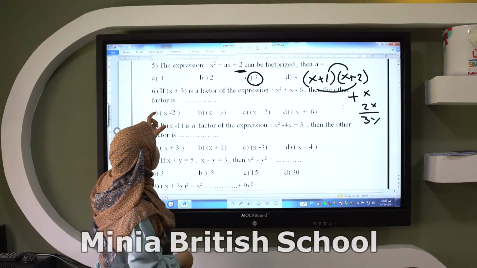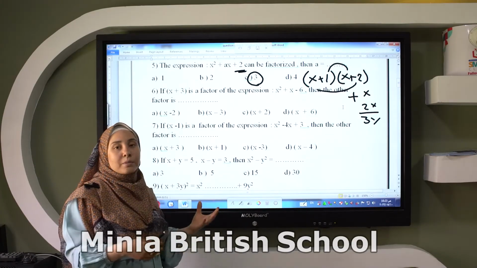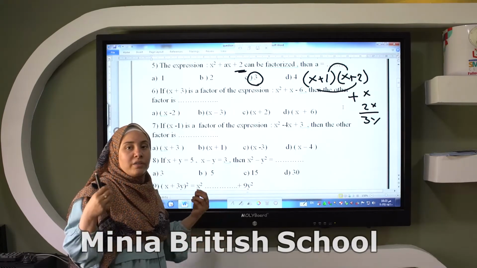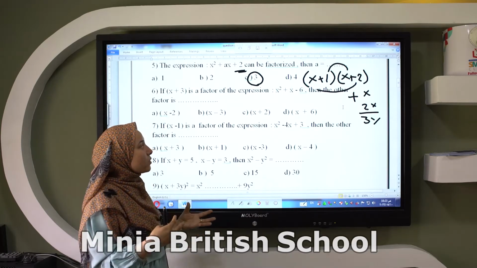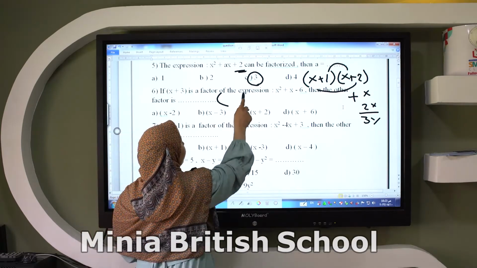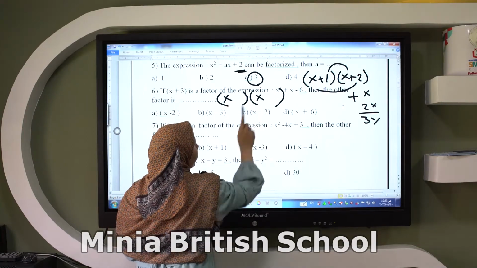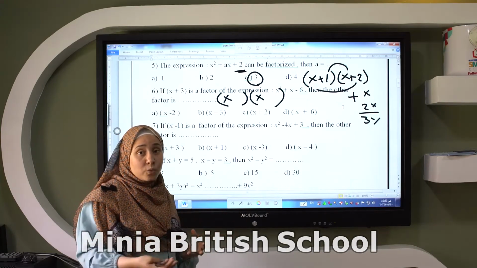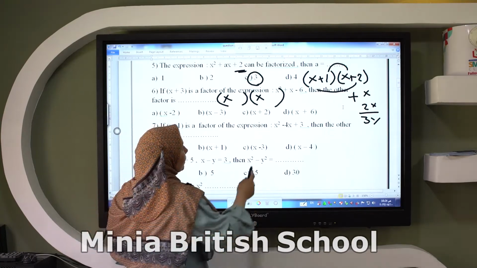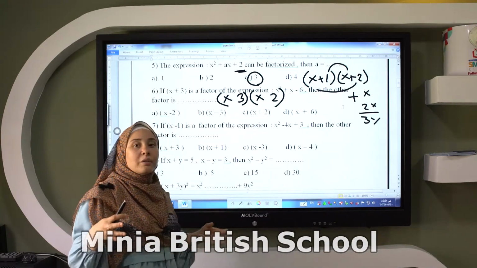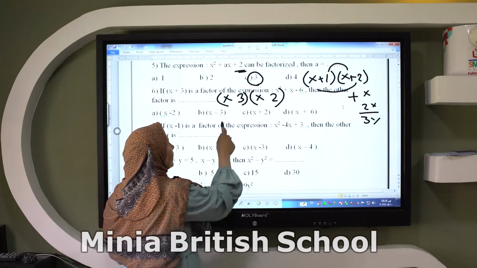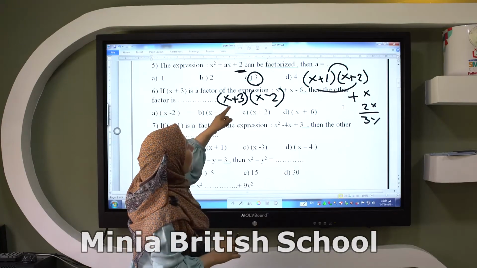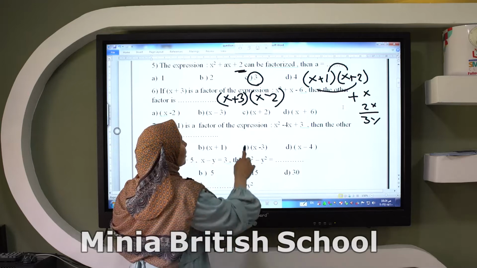Next one, if x plus 3 is a factor of the expression x power 2 plus x minus 6, then the other factor is what? The same idea. I will factorize this expression into 2 factors like this, x and x. Find 2 numbers whose product equals 6 and whose difference equals 1. So 2 and 3. The greatest number takes the same sign of the middle term, and the other takes the opposite sign. So here x plus 3 is one factor, so the other factor is x minus 2.